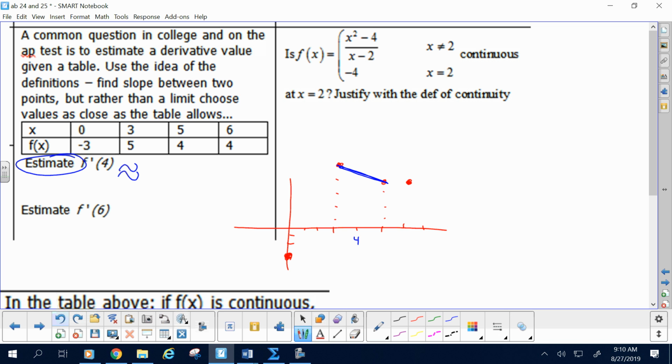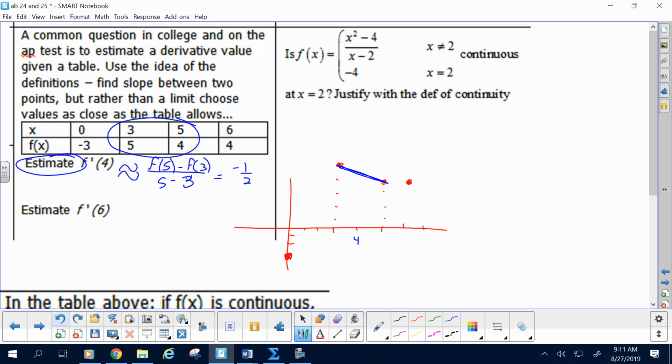Say, this is an estimate. I'm going to use the slope between 2 points, and I'm going to use the points as close to 4 as I can. The whole idea of a limit is get as close as you can to the point of interest. So I have to use 3 and 5 to get close to x at 4. So f at 5 minus f at 3 over 5 minus 3 is an estimate of f prime at 4, which is 4 minus 5 over 2, or negative 1/2. Your answer should be negative 1/2.